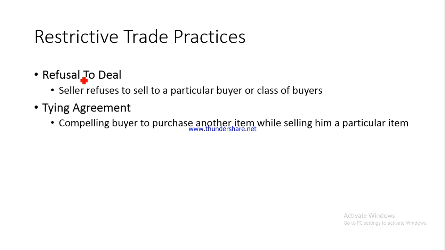Tying agreement. So I hope now you have understood tying agreement. If you have to buy the color box, you please also buy the drawing book. So it is compelling buyers to purchase another item while selling them a particular item. In the example that I took, the buyer was being compelled to purchase another item, the drawing book, because he was actually there to purchase the color boxes. So while you are selling him the color boxes, you are making him buy another item. What is that another item? The drawing book. Is this okay? So this used to be the case in tying agreements.